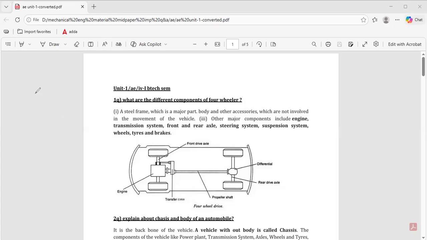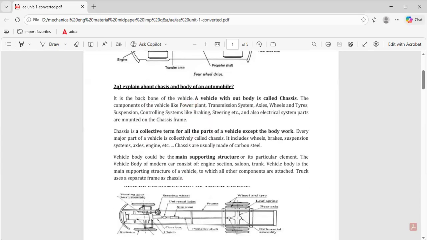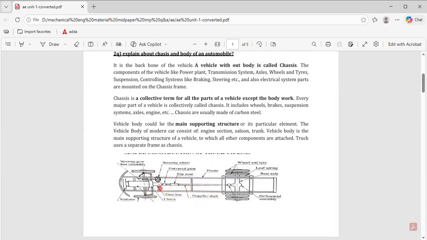So I'm going to take the next question, that is the second question. We are going to move. Explain about the chassis. What is the chassis of an automobile? So here you can see in the diagram. First, in the diagram you can see this is a chassis. There is no body present here.